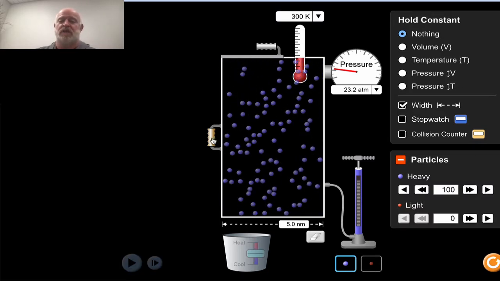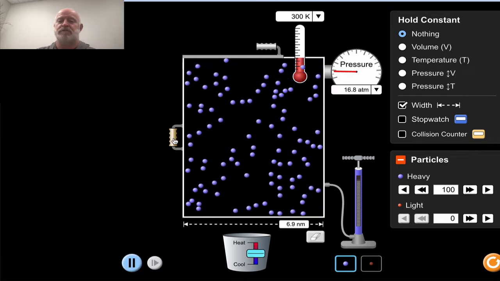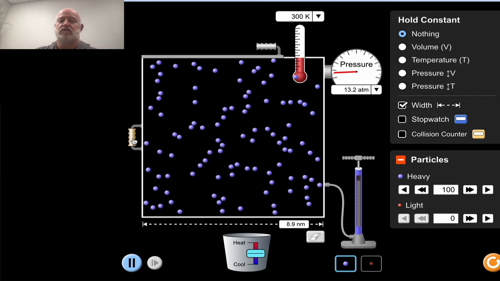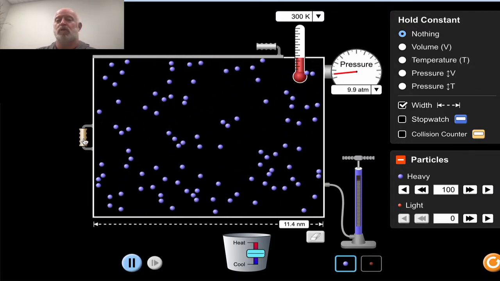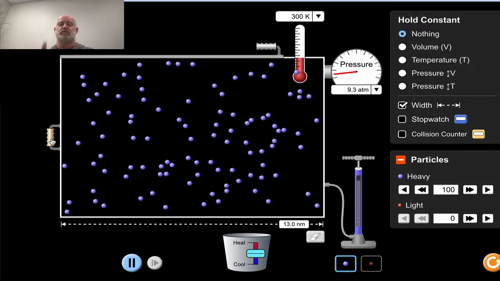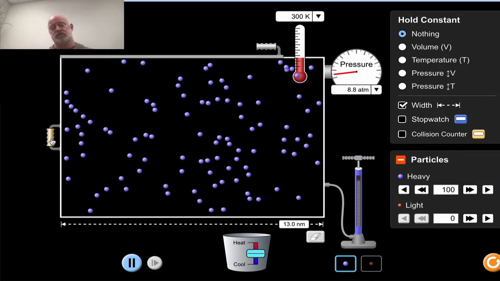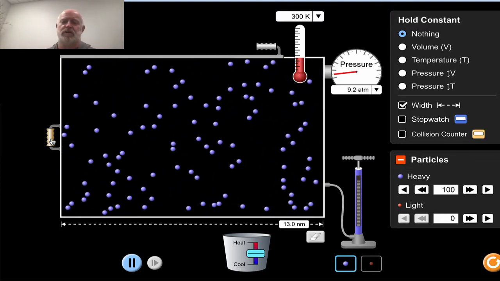Now if we back this off, every time I move it and give it more space, notice what happens to my pressure. For every increase in volume, I get a proportional decrease in pressure. So as volume goes up, pressure goes down proportionally. We call that an inverse proportionality, in terms of our volumes and pressures.